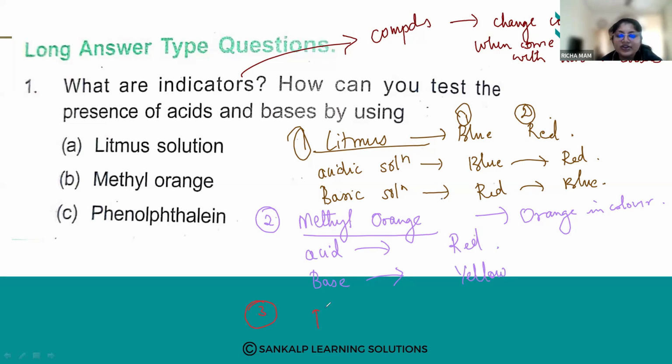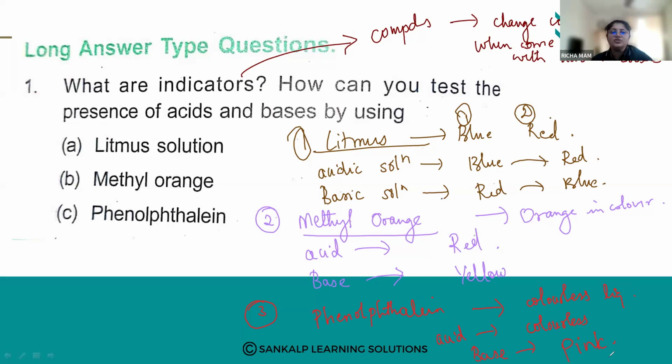So next is phenolphthalein. The phenolphthalein indicator is a colorless liquid. If you have an acid, it will remain colorless. If you have a base, it will turn pink color. Understood?